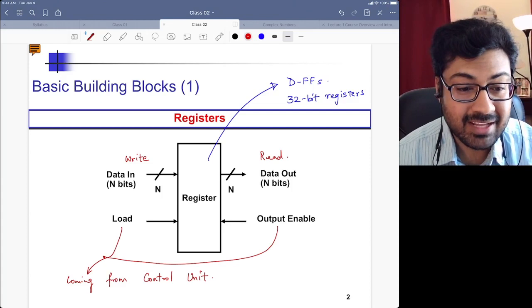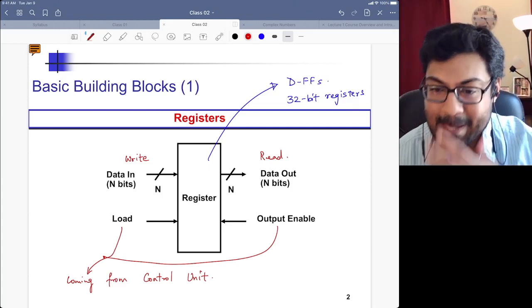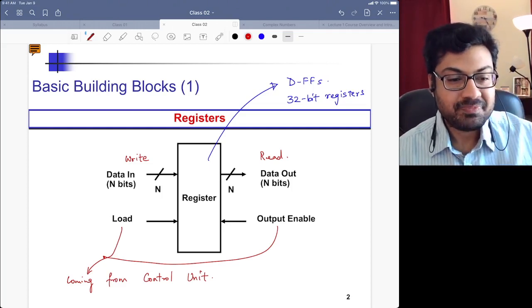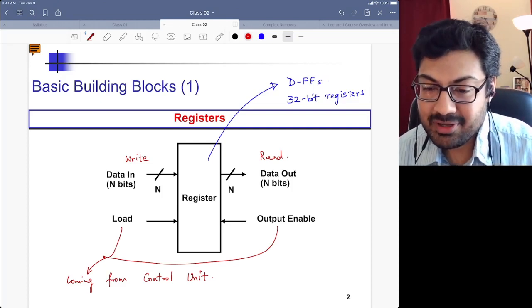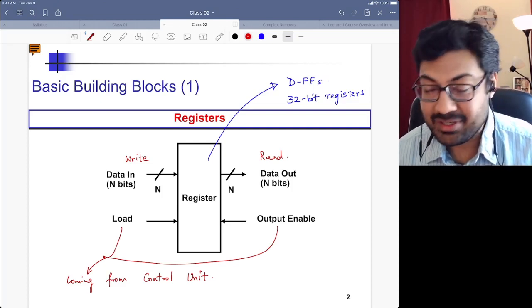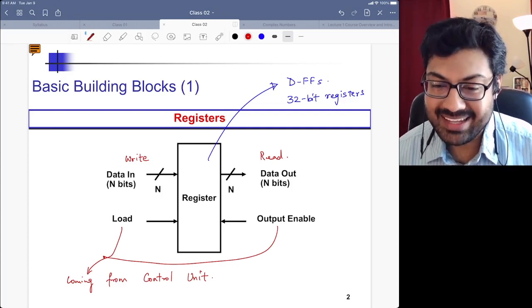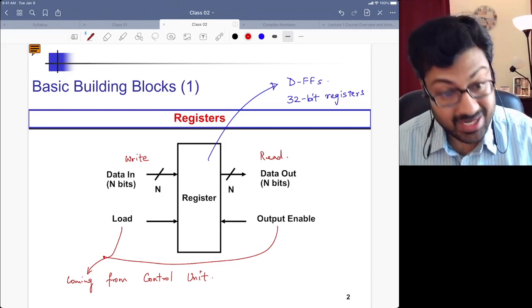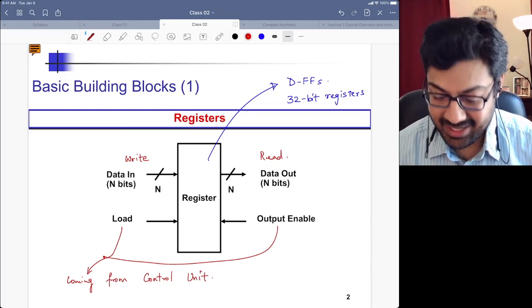There was no cascading. There was just one 32-bit register that we talked about. You guys should be a little bit comfortable with cascading, because now we are talking about a computer design, right? Computer architecture. So, of course, there is going to be cascading.